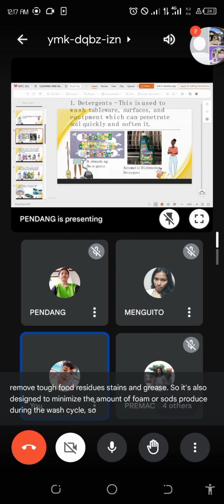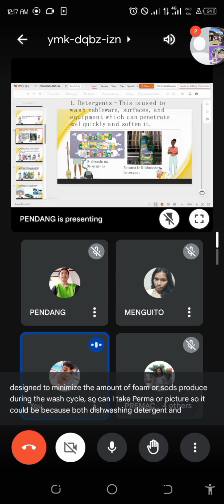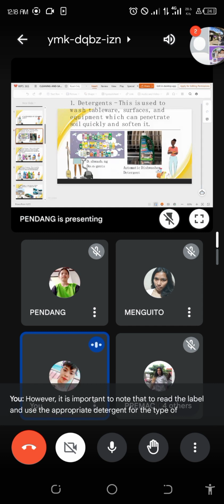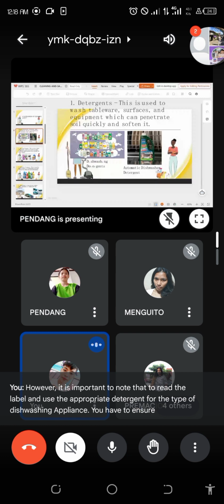You may have noticed that they look alike in form or picture. It could be because both dishwashing detergent and automatic dishwasher detergent serve the purpose of cleaning dishes. They both come in liquid or powder form and are often packaged in similar bottles or boxes. However, it is important to read the labels and use the appropriate detergent for the type of dishwashing appliance, to ensure optimal cleaning results. So, next, Milan.